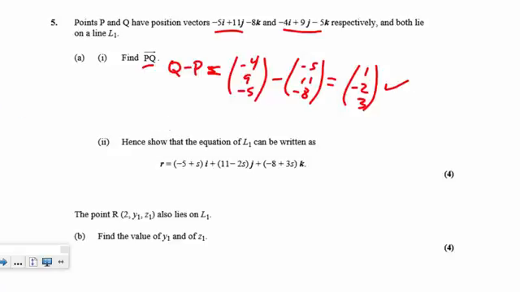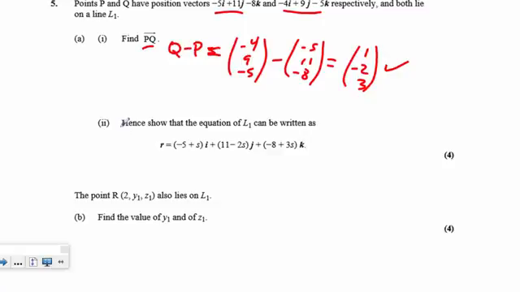Now the following question says hint. Hint is a buzzword that means use the answer you just found. The hint shows that L1 can be written as this. So L1 has a vector equation of a line, and they're using R instead. So we have R equals some point vector plus a scalar, and they're going to use S by the looks of things, the scalar S times a direction vector.